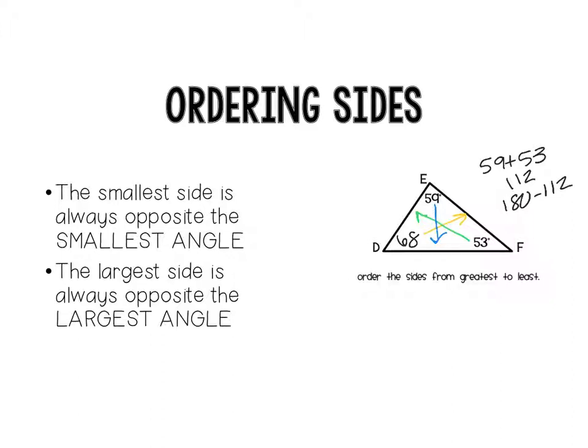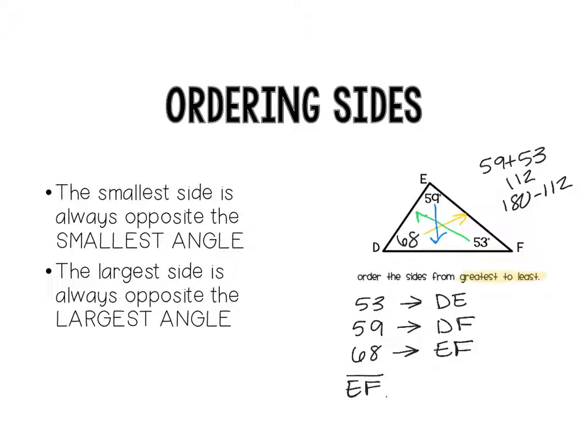Try and order the sides from greatest to least. Now pay attention. That's saying greatest to least, not least to greatest. All right, so my smallest angle is 53. And that's across from DE. My next angle is 59. That's across from DF. And my largest angle is 68, and that's across from EF. But I want to flip them and do them from greatest to least. So the greatest one would be EF, then DF, then DE.